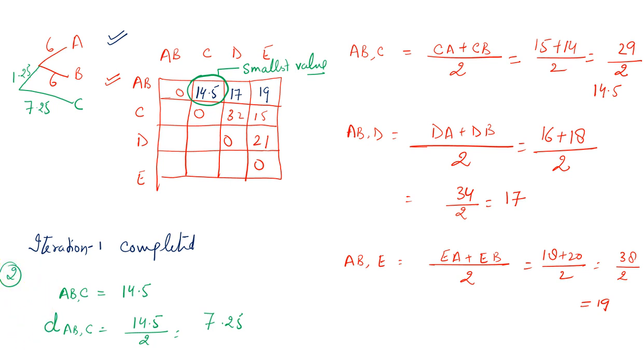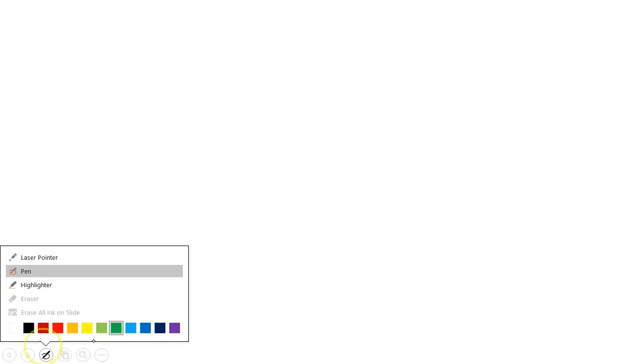It's not completed. Second iteration, again we have to construct the matrix. Now how will we construct the matrix? Our new matrix will have ABC as a new node. So let's construct this matrix again. So A, B, C will become a node and D, E are separate nodes. So now let's see here again.